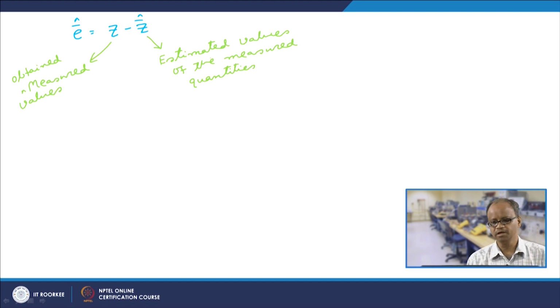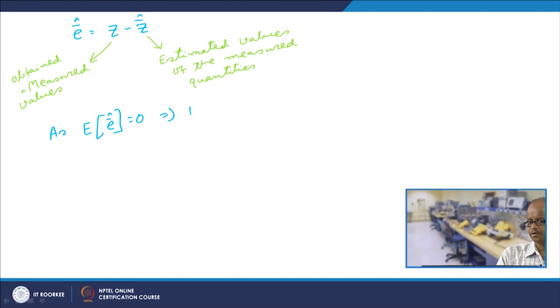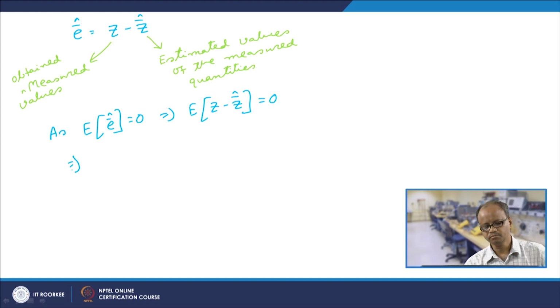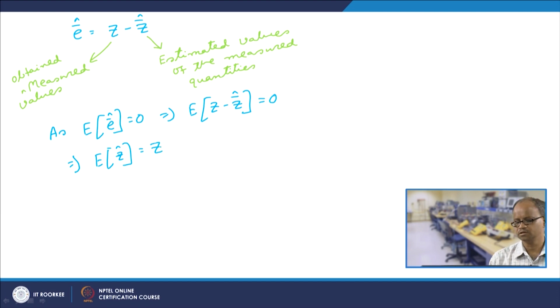So, this we have already seen. Now, as the expected value of e is 0, that means the expected value of z minus z hat is also 0, or in other words, the expected value of z hat is equal to z. Well, this is a trivial part.